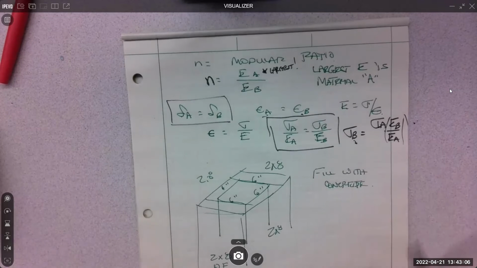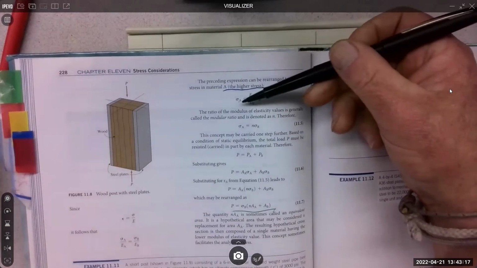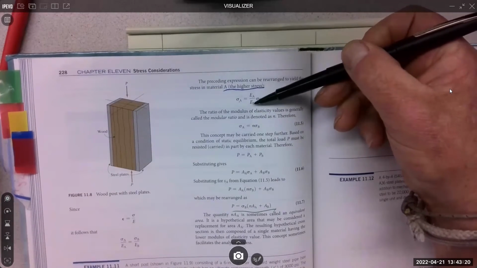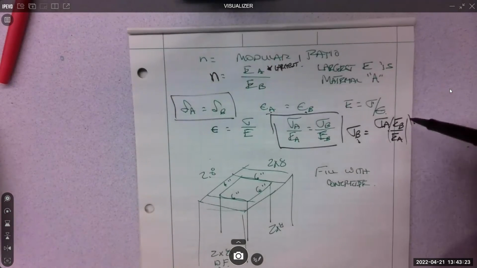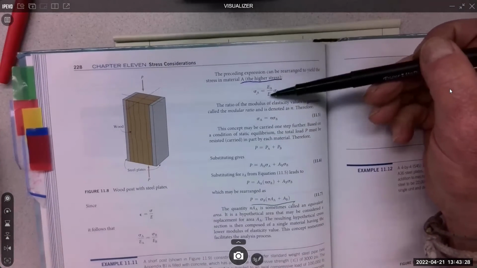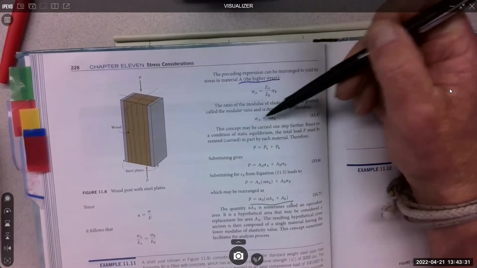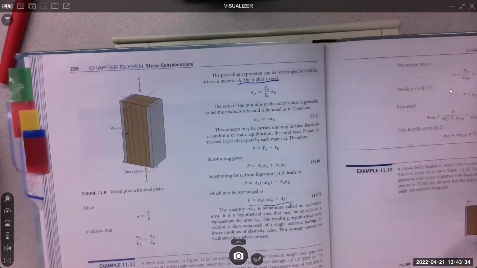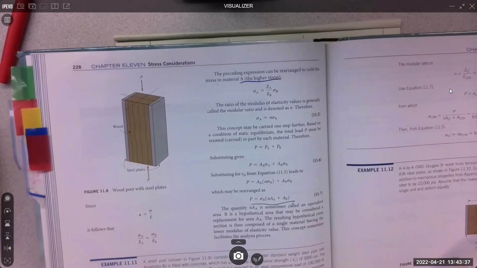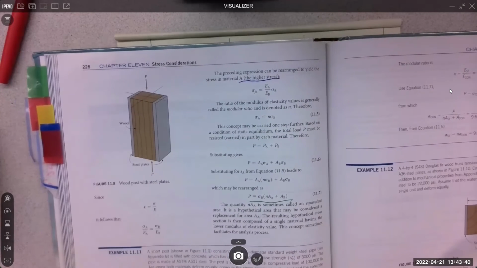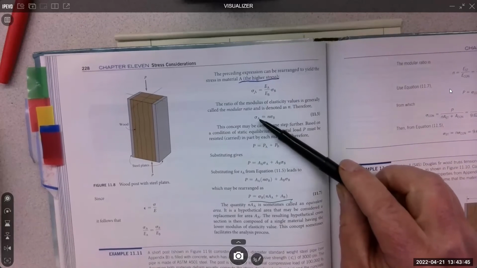Same kind of thing: when you have 4 variables, you've got to know 3 things before you can get much done. So those equations are pretty handy. That's this top one: stress in A is E_A over E_B, stress in B is E_B over E_A. Those just flip. This is called the modular ratio. So then they take it down to, the stress in A equals n times stress in B. If we max stress in B, we can use the modular ratio to get the stress in A.